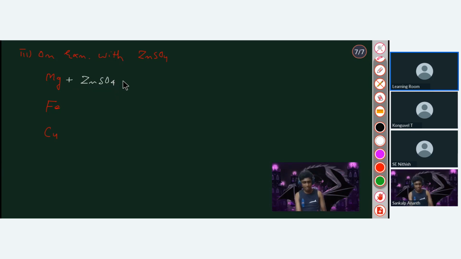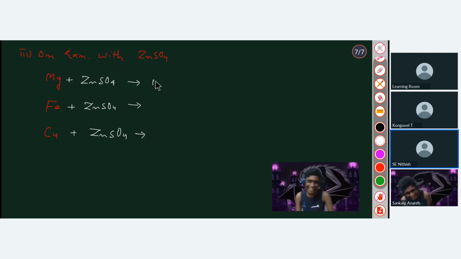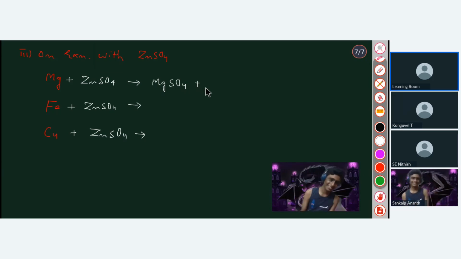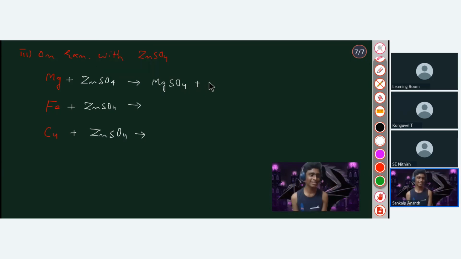You have to also balance side by side. So it will be magnesium sulfate, right? And what will be the byproduct? Byproduct will be zinc. Magnesium sulfate plus zinc. Okay, is it balanced? Yes, sir. Okay, tell me the product in the next reaction.